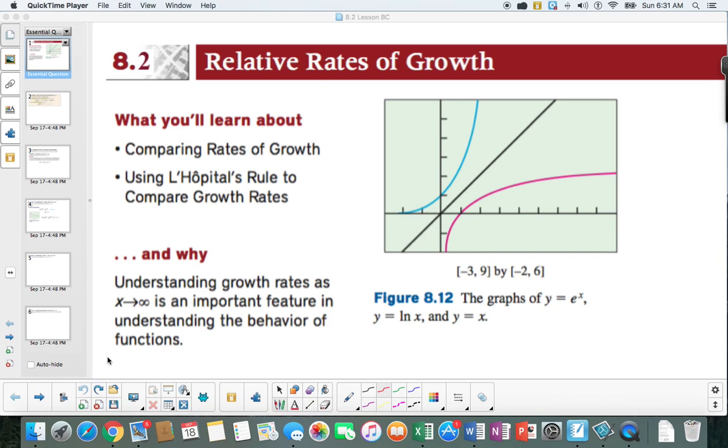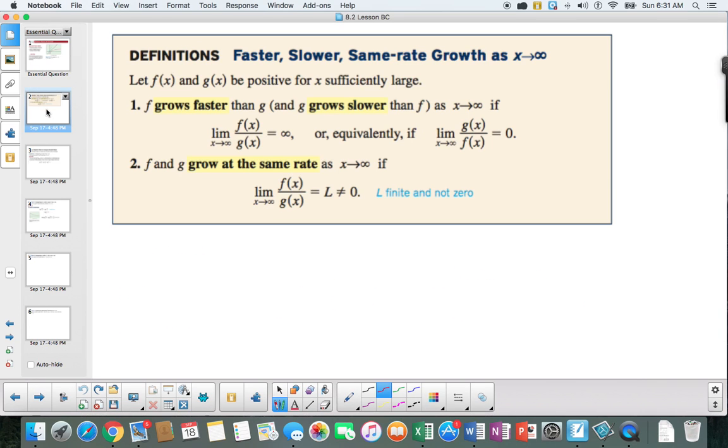Lesson 8.2, Relative Rates of Growth. What we'll learn is how to compare rates of growth using L'Hopital's rule. Here's the definition of faster, slower, and same rate growth.